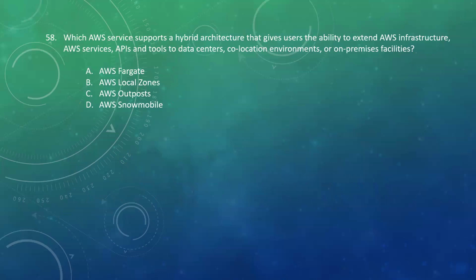Moving on to question 58. Which AWS service supports a hybrid architecture that gives users the ability to extend AWS infrastructure, AWS services, APIs, and tools to data centers, co-location environments, or on-premise facilities? Your options are A. AWS Fargate, B. AWS Local Zones, C. AWS Outposts, D. AWS Snowmobile.